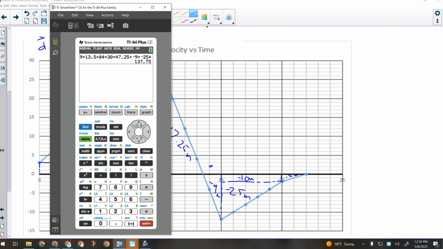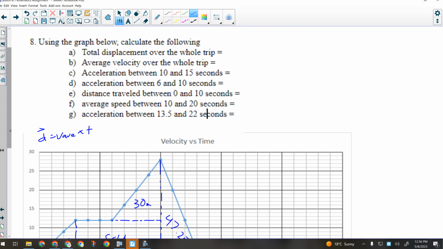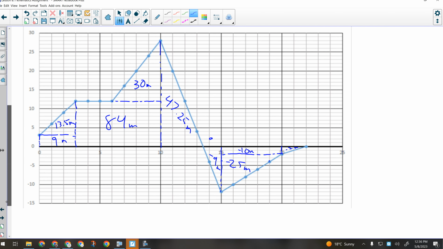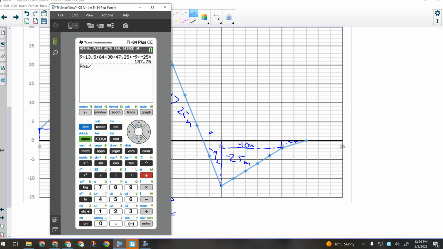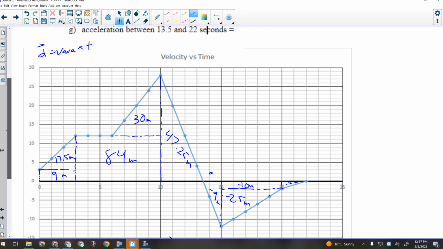All right, how many people are on to B, where you're calculating the average velocity over the whole trip. Okay, so what do we have to do with the number we just calculated? Divided by time. Yeah, exactly. Okay, we just calculated the total displacement. That's the heavy lifting. Okay, if we divide that by the total time, and it does seem to end here at 22, we'll have our average velocity because average velocity equals total displacement divided by total time. So that number there divided by 22 seconds should give us a velocity of positive 6.3 meters per second.